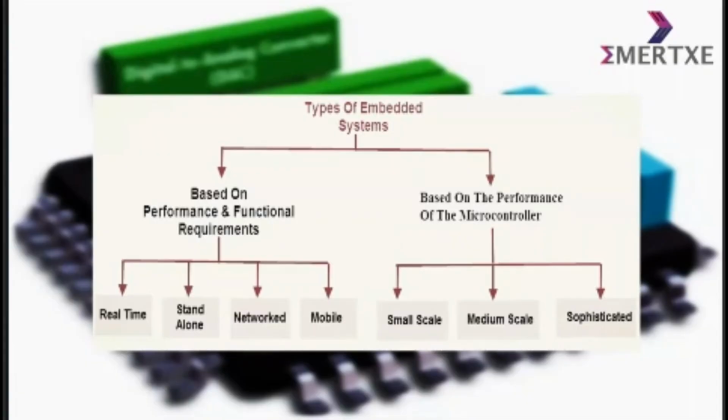The types of embedded systems. Embedded systems are classified based on performance and functional requirements like real-time, standalone, networked, and mobile. Whereas, in the classification based on the performance of the microcontroller, the embedded systems are divided into three types: small scale, medium scale, and sophisticated.